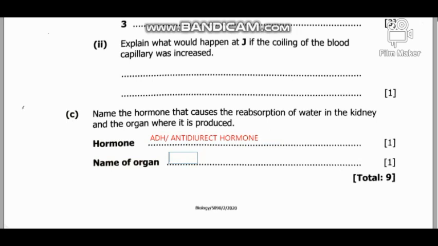Now we also need to understand that this hormone is produced from an organ which we call the master gland, the pituitary gland. The pituitary gland is responsible for controlling most of the hormones in the body. That's why it is called the master gland, because it has the ability to control all these other hormones. This is how we are supposed to answer this question.